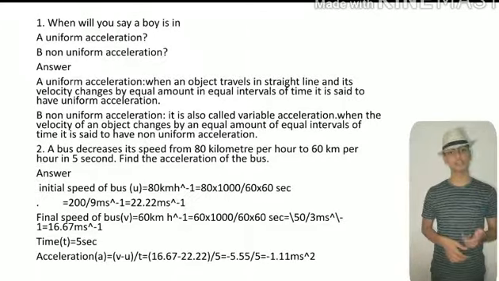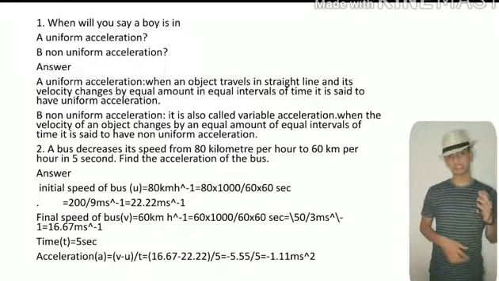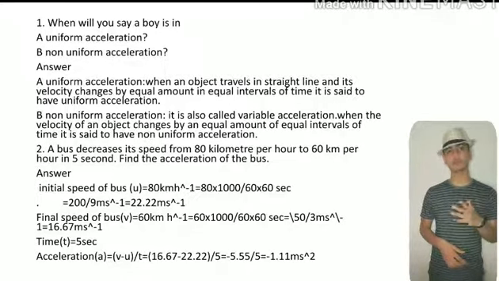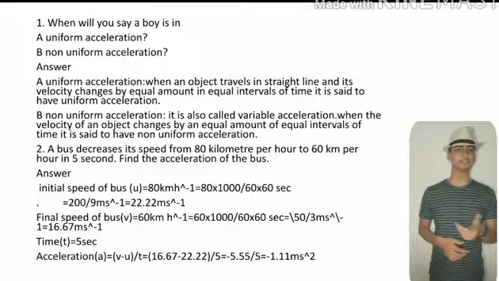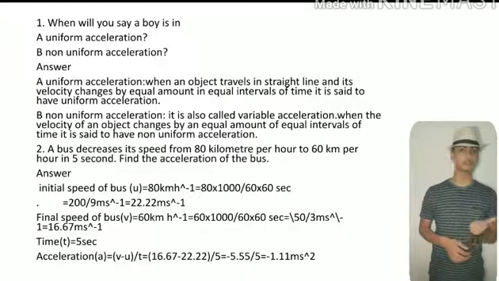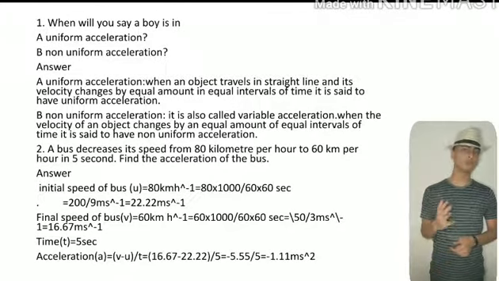So acceleration, a, is equal to (V minus U) by t, making it (16.67 minus 22.22) by 5, which is equal to 5.55 by 5. As the U value is greater, it will be negative. That is minus 5.55 by 5, making it minus 1.11 meter per second square.